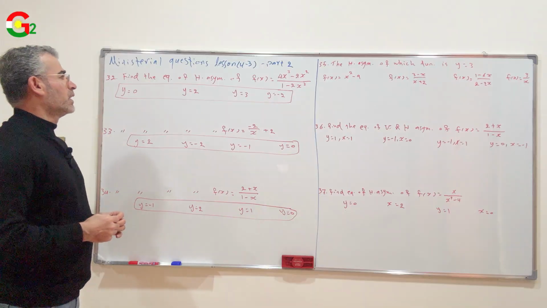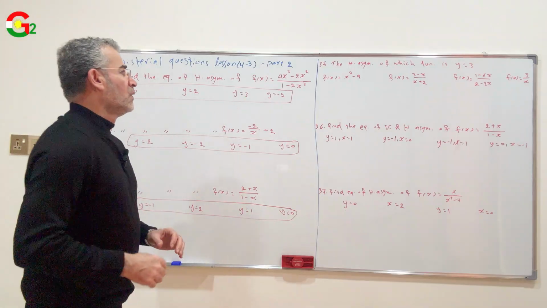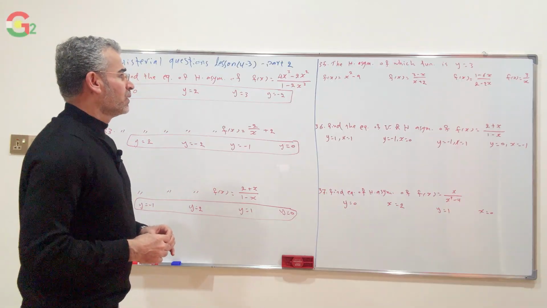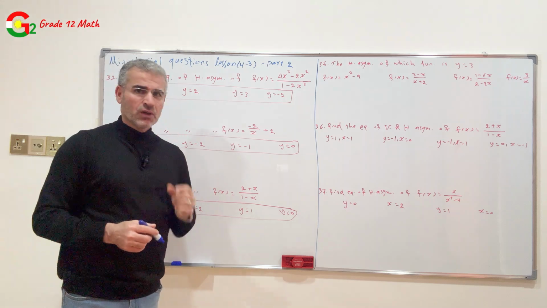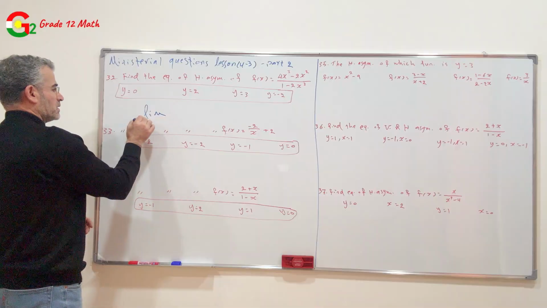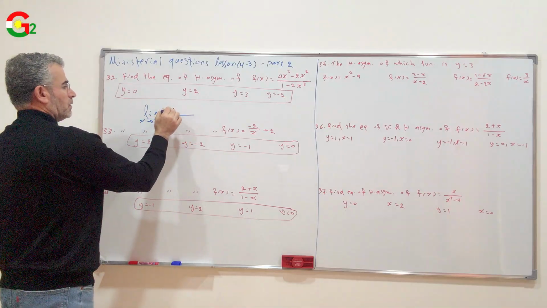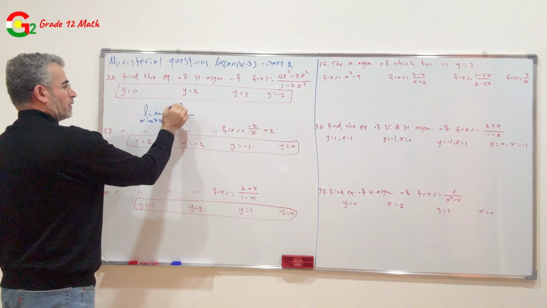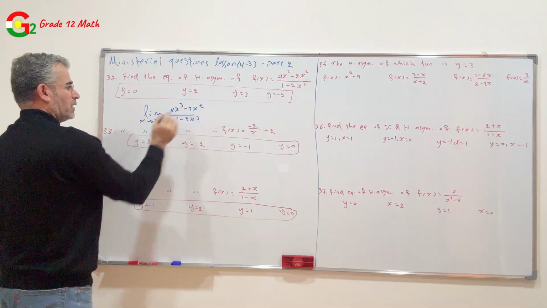Find the equation of the horizontal asymptote of the function f of x equal to 4x power 3 minus 2x power 2 over 1 minus 2x power 3. To find the equation of the horizontal asymptote, we find the limit of the function when x approaches positive or negative infinity. Limit of 4x power 3 minus 2x power 2 over 1 minus 2x power 3.